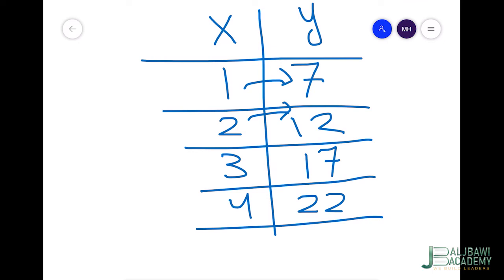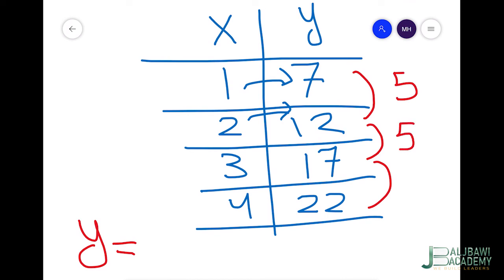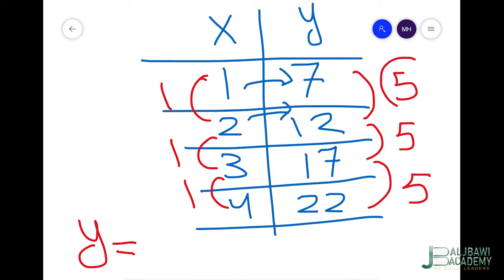So how do I relate them, how do I get y from x? Either I work mentally, but it's two operations to relate x to y. The most important thing, I find the difference between the y values. The difference between 7 and 12 is what? 5, and here 5, and here 5. This difference is very important, and the difference between the x values is 1, 1, 1. So 5 divided by 1 equals 5. So the first step is that x is multiplied by 5. So I write 5x. Then what?